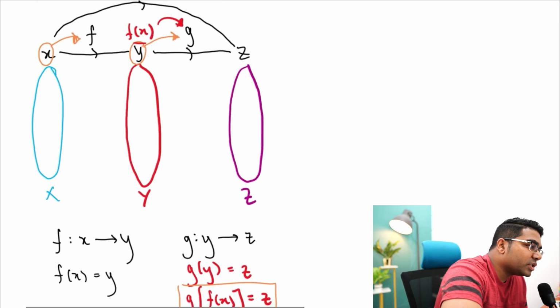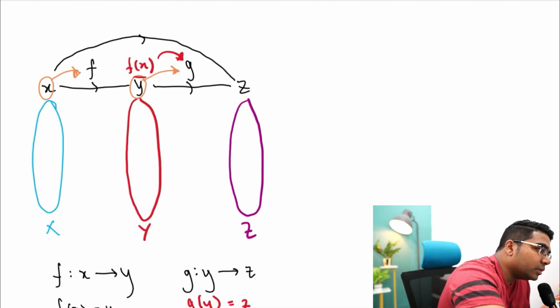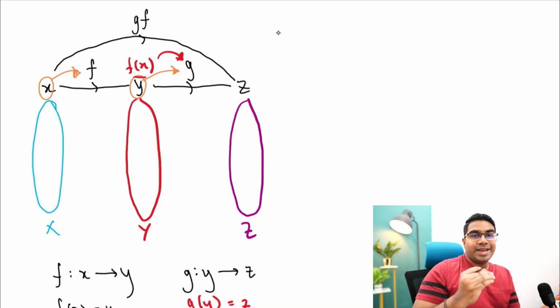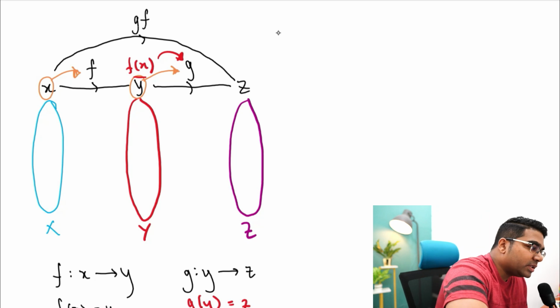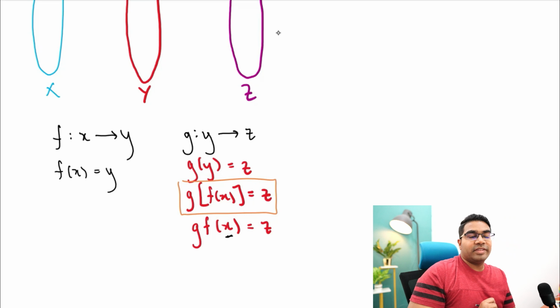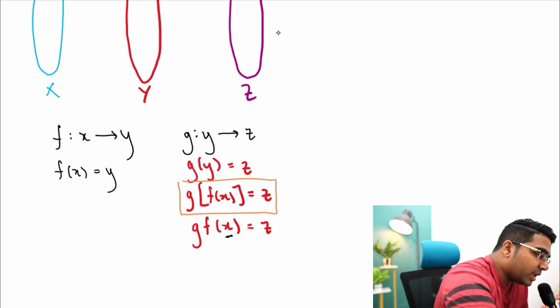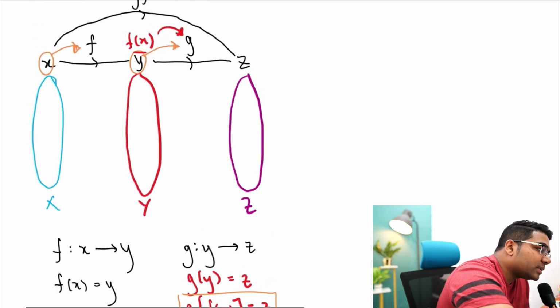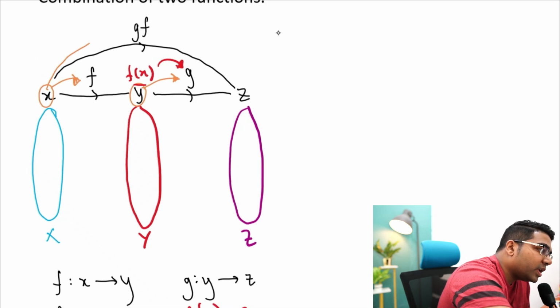And so this composite function would be gf and not fg. Notice here also the x. This x is actually the same x which is the domain of f, not g. So this x, which is the domain of f, is also the domain for the function gf.